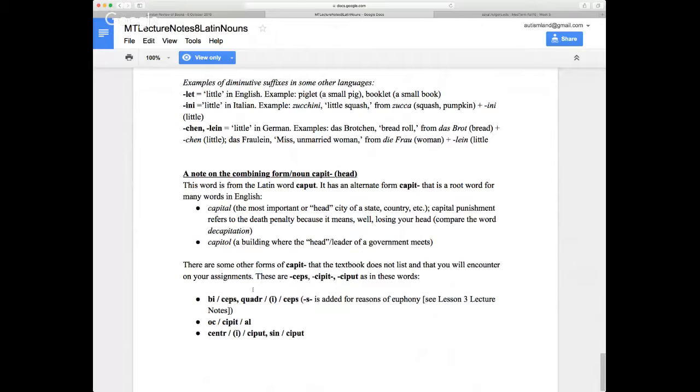But anyways, you also see forms of caput, meaning a head, in other words, like biceps, quadriceps, occipital. And I'm sorry again if I mispronounce things. I'm pronouncing them as I would in Latin. Sinciput, and so on. So in other words, for this week, make sure you read those lecture notes. The link is there for you and will hopefully make you much happier than otherwise.